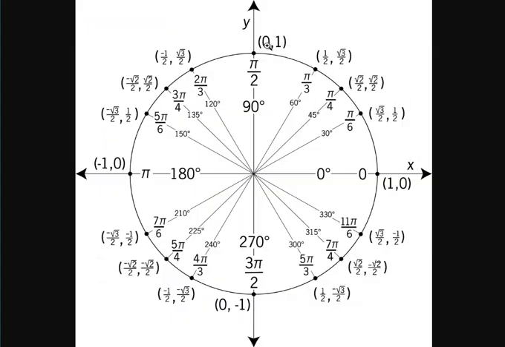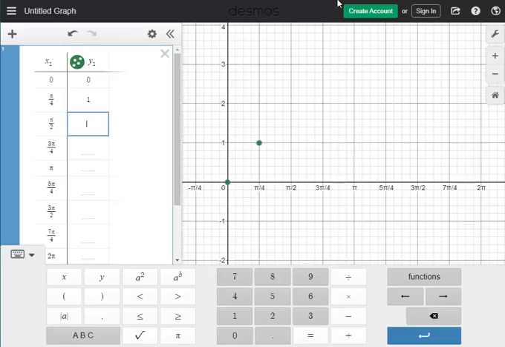Can't divide by 0, so that's technically undefined territory. So at pi over 2, we're actually going to leave that blank. There is no dot at pi over 2 in tangents. Let's do 3 pi over 4.